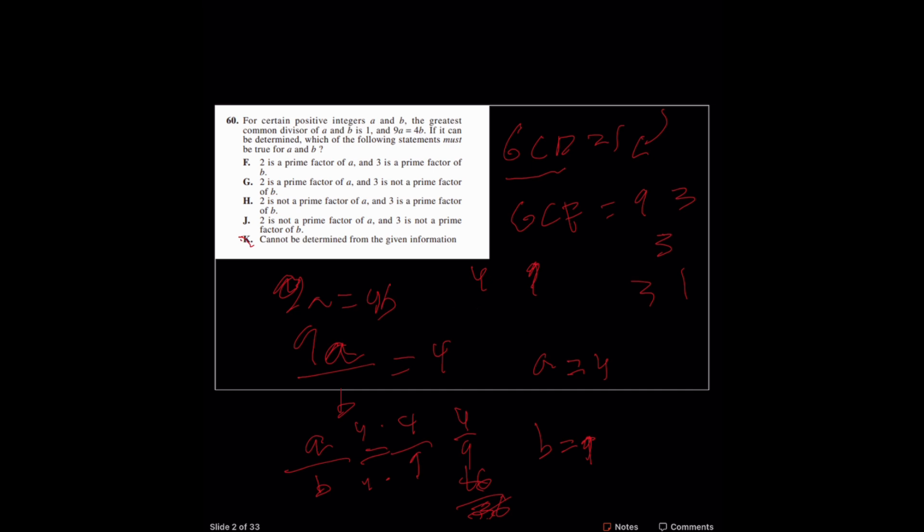Let me clear up some space here. All right. So now it says, which of the following statements must be true for A and B? So we already know A is equal to 4, B is equal to 9. So we know this is 2 times 2, and this is 3 times 3. That's just by multiplication. And we can literally just say it's F right here, because 2 is a factor of A and 3 is a factor of B. So, yeah, that's really all the problem is.